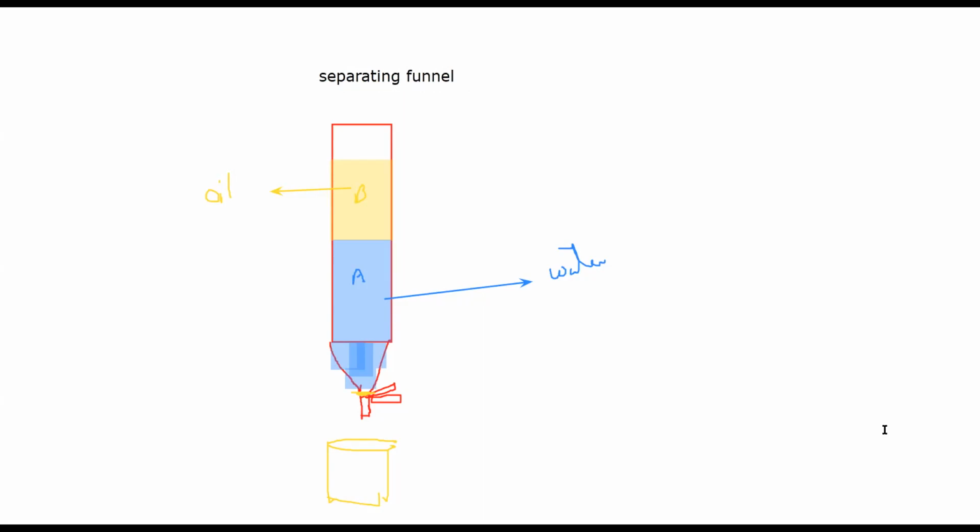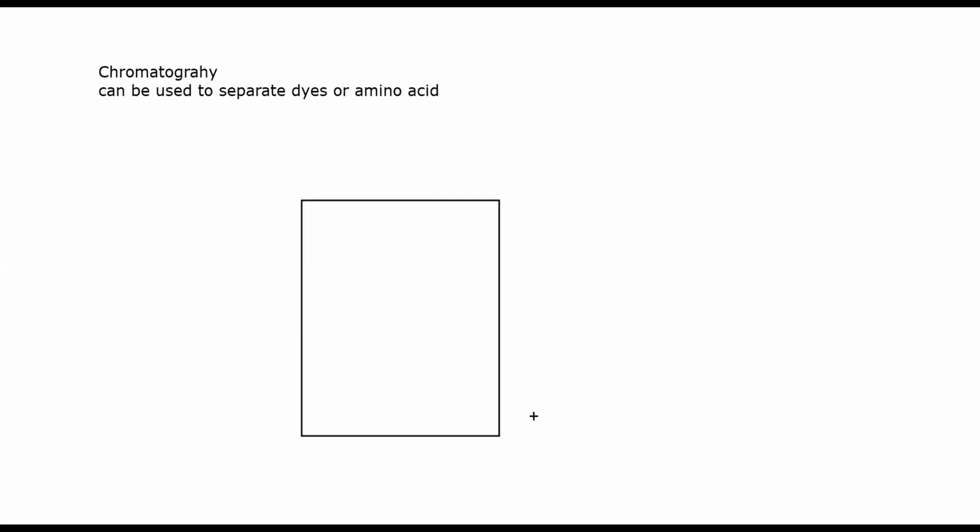Then chromatography. We discussed chromatography, but chromatography can also be used to separate dyes, colors, or amino acids. What are amino acids? Amino acids are colorless, and there are 20 types of amino acids. If I want to separate amino acids from each other, first I will use a chromatogram, then I will draw the origin line with pencil.